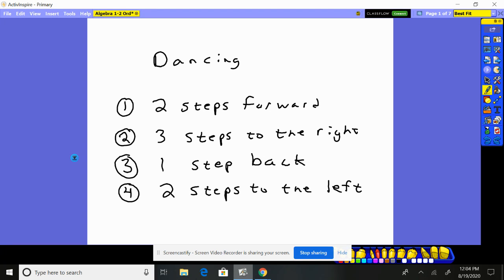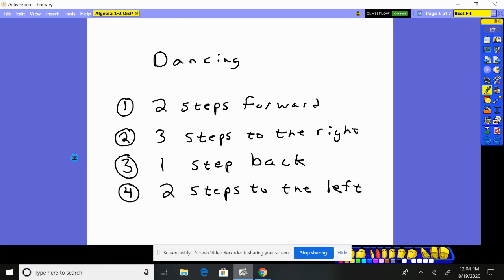All right, what we want to look at is what we call the order of operations. But let's first start talking about dancing. Let's say we're trying to figure out a dance. In step one, we're going to do 2 steps forward. Step two, 3 steps to the right. Then the third thing we're going to do is 1 step back. And then step 4, 2 steps to the left.